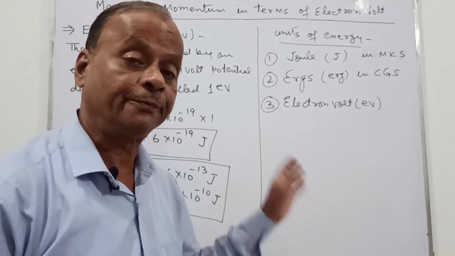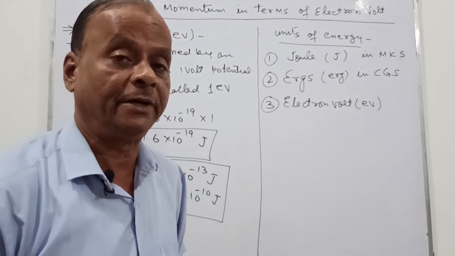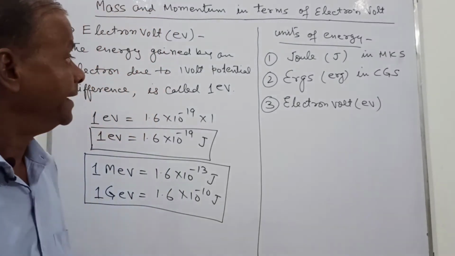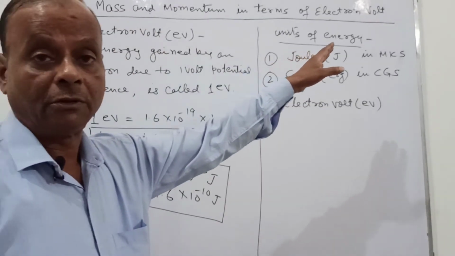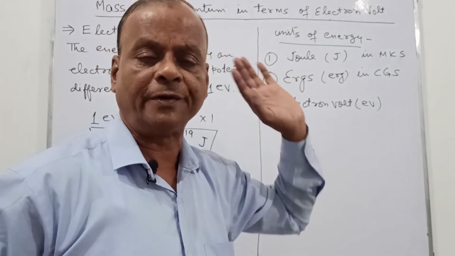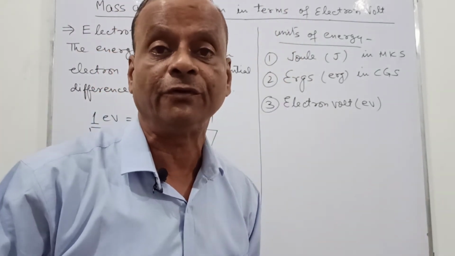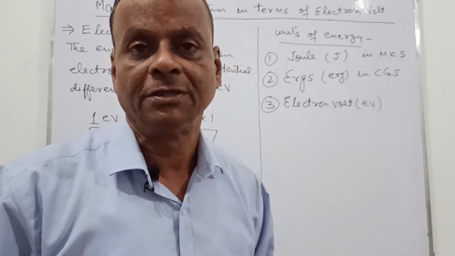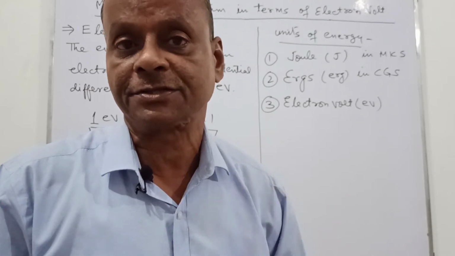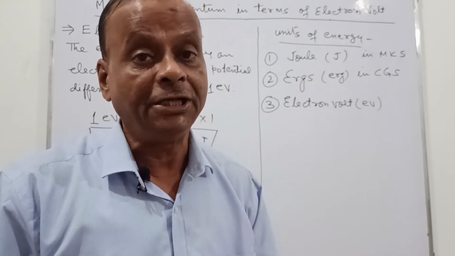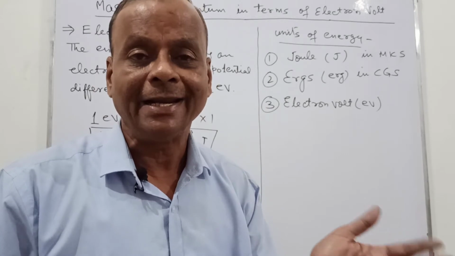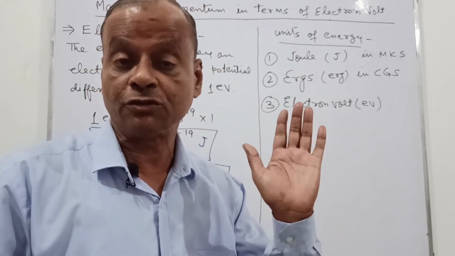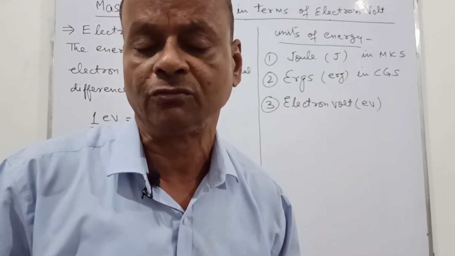Now let us come to our points, how to express the mass and momentum in terms of electron volt. Actually, this expression of mass and momentum in terms of electron volt is especially for the photon, not for general bodies. As we have studied in mechanics, E equals p square upon 2m, like that. From there we are not getting this unit, but this is related to the photon.